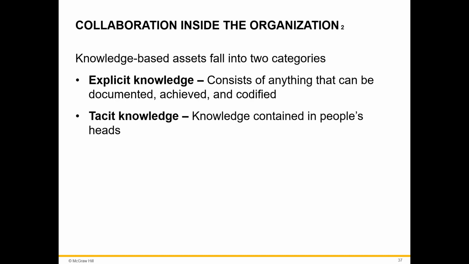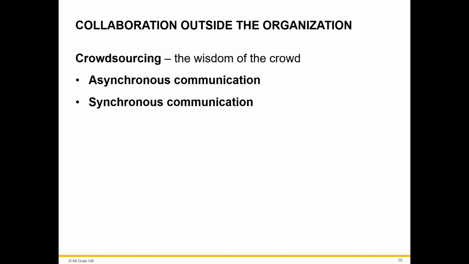Knowledge-based assets fall into two categories: explicit knowledge, which consists of anything that can be documented, archived, and codified, and tacit knowledge, which is knowledge contained in people's heads. The most common form of collective intelligence outside organizations is crowdsourcing, which relies on the wisdom of the crowd. Crowdsourcing takes place through asynchronous communication, such as email, or through synchronous communication, such as online chat.